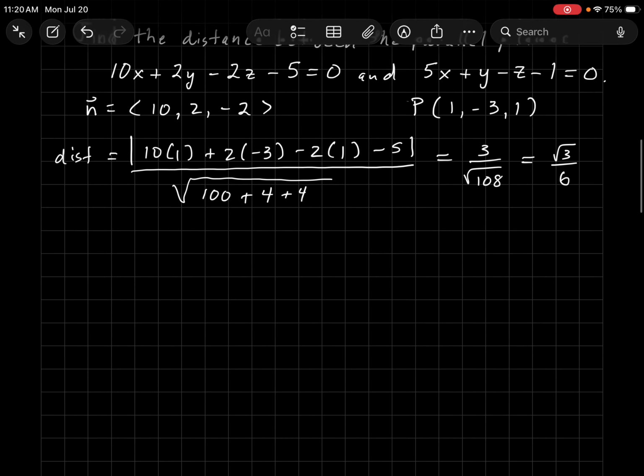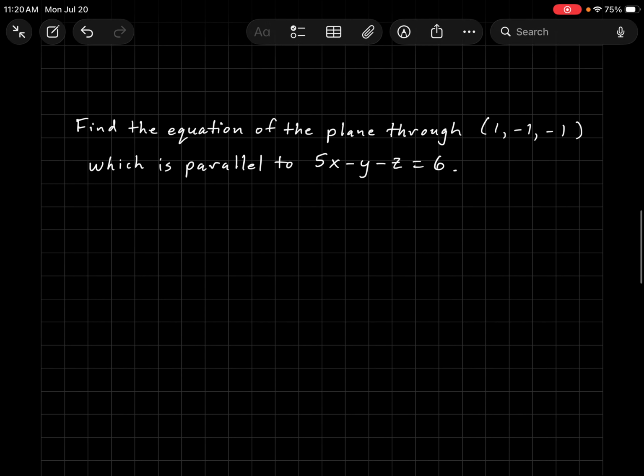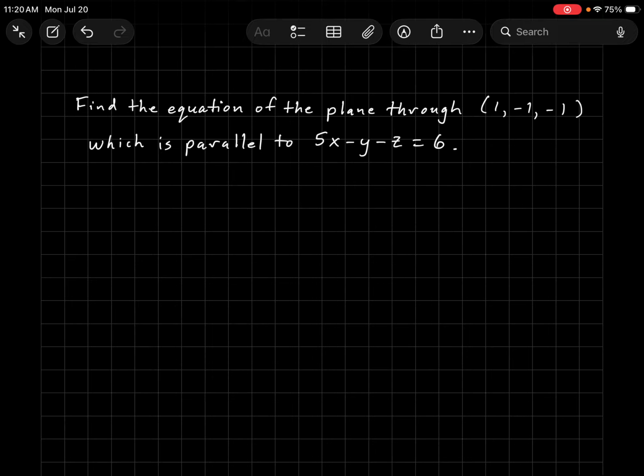Let's try a different type of problem. Let's find the equation of the plane that goes through 1, negative 1, negative 1, which is parallel to the plane 5x minus y minus z equals 6. So since the plane I want is parallel to a given plane, they will have the same normal vectors. Or that is, the normal vector to the given plane will also be normal to the unknown plane. So the normal vector is 5, negative 1, negative 1.